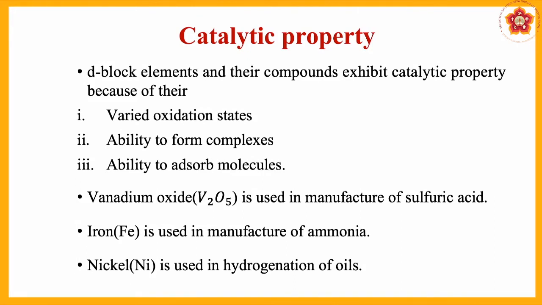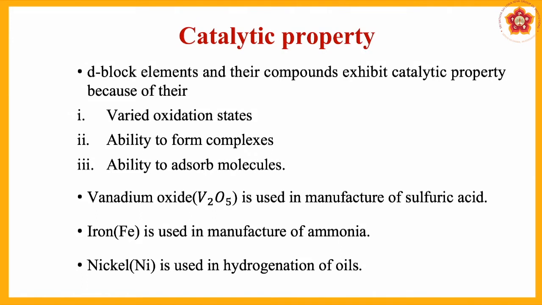This catalysis is possible because these compounds, we have already studied, can have variable oxidation states, and they have large surface area. As examples, a couple of catalysts are shown there: vanadium oxide, and iron in the manufacture of ammonia, which is actually the Haber's process which we have studied in our earlier classes also. And nickel is used in hydrogenation of oils. This was also used in the conversion of alkynes and alkenes into alkanes.